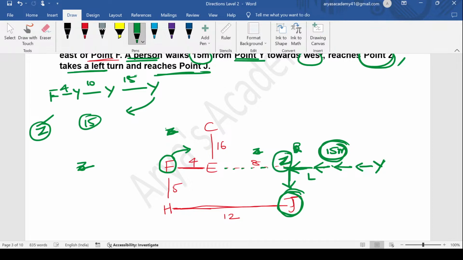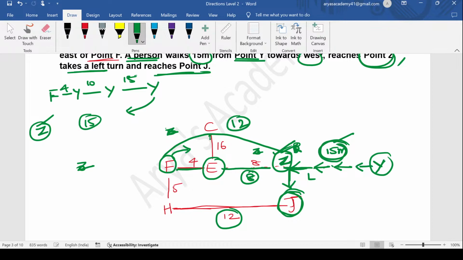Now you got the placement of Z and the placement of Y from a single statement. See, this distance between Z and Y is 15. But what is this distance? 12. So this is 4. And this distance must be, as I have already told you, 8, because together they have to be 12. So the distance between E and Z is 8, the distance between F and E is 4, whereas the distance between F and Z will be 4 plus 8, the total distance will be 12. And this distance between C and E is already given as 16.